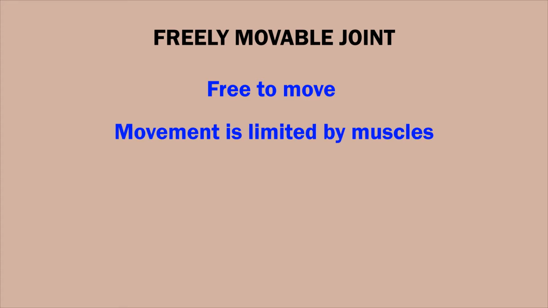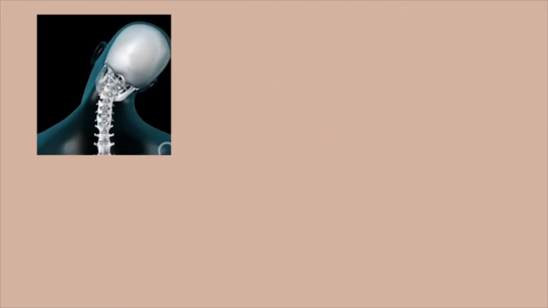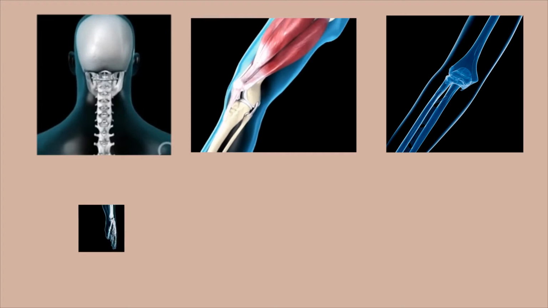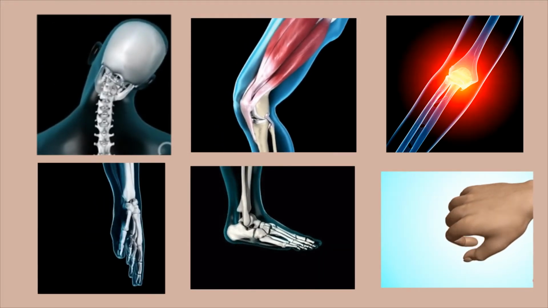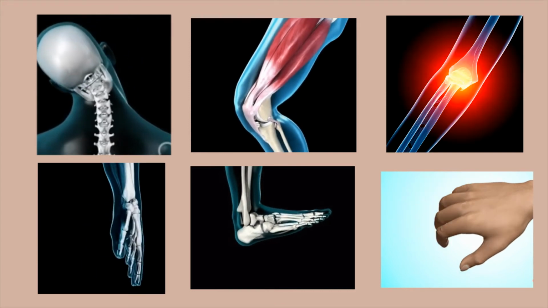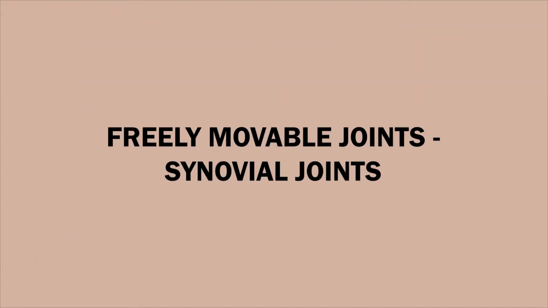In a freely movable joint, both the bones are free to move with respect to each other. At these joints, movement of bones is limited by muscles and not by bones or the nature of the joint. Joints at the neck, knee, elbow, wrist, ankle, and fingers are examples of freely movable joints. Freely movable joints are also known as synovial joints.